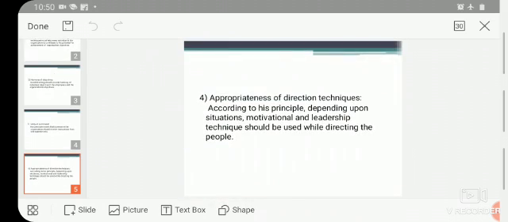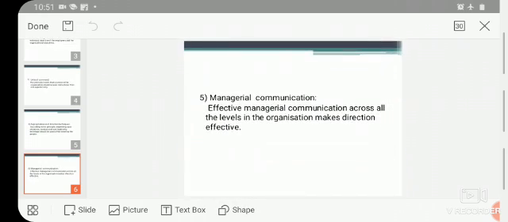Next, the fourth one, appropriateness of direction technique. According to this principle, appropriate motivational and leadership techniques should be used by the manager while directing the employees, based on their needs, capabilities, attitudes, and other situational variables. This is the fourth principle of directing.